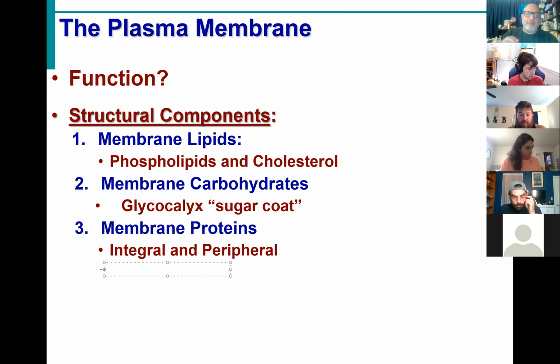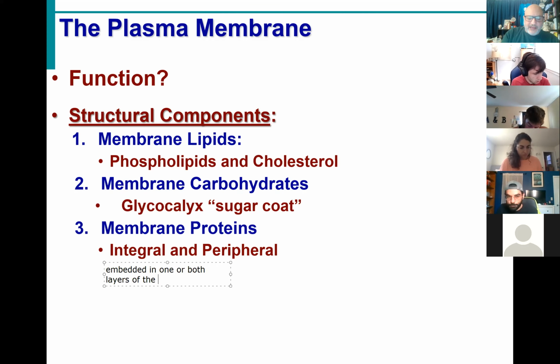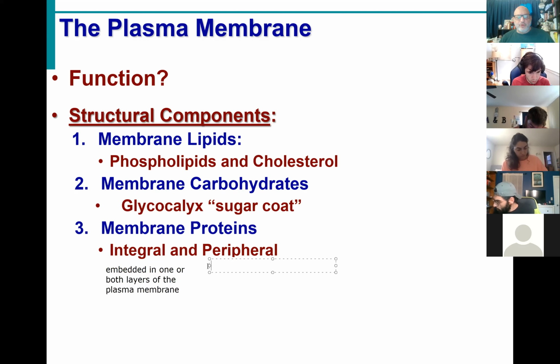An integral membrane protein is a membrane protein that is embedded in one or both layers of the plasma membrane. Whereas a peripheral membrane protein is a protein that is associated with the plasma membrane, but not connected to one of the layers.